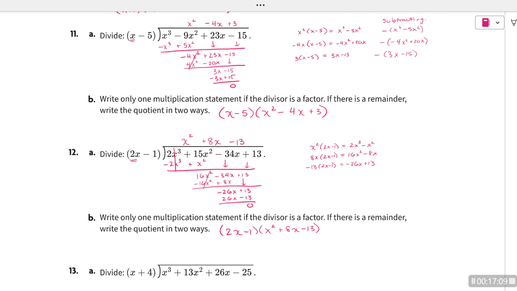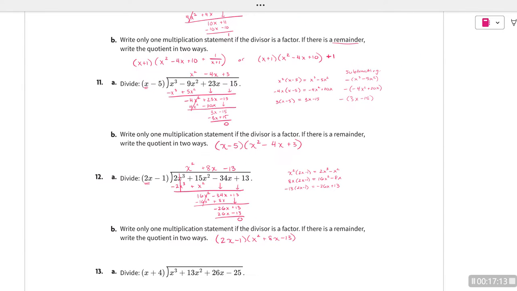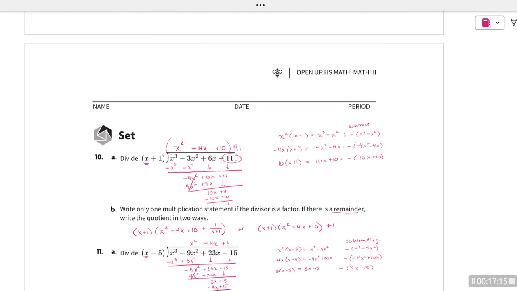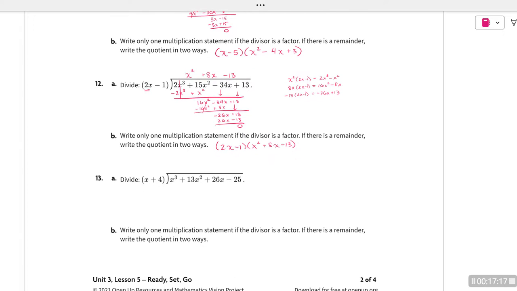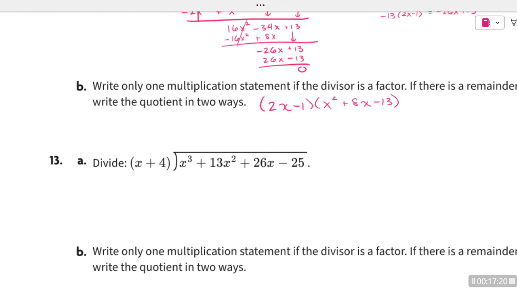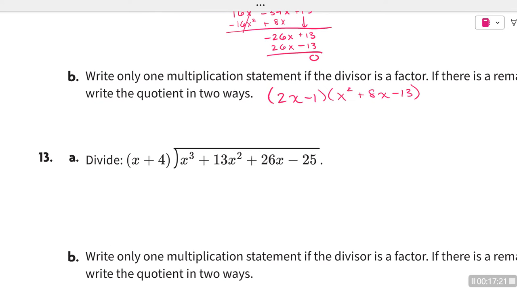Now I'm doing long division for all of these because that's how this was set up. However, synthetic division would also give you the same answer. So if you want to go ahead and try one with synthetic division, that might be good practice just to try a different method. All right, let's go to problem 13.